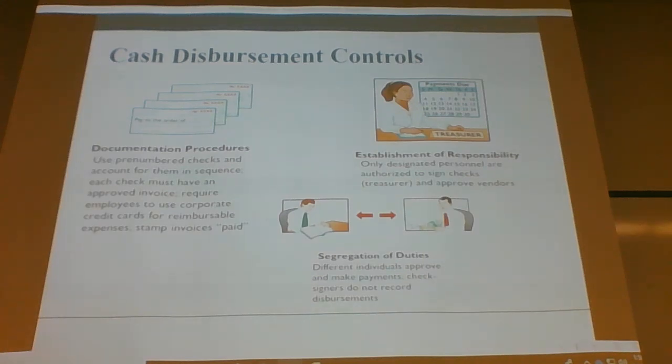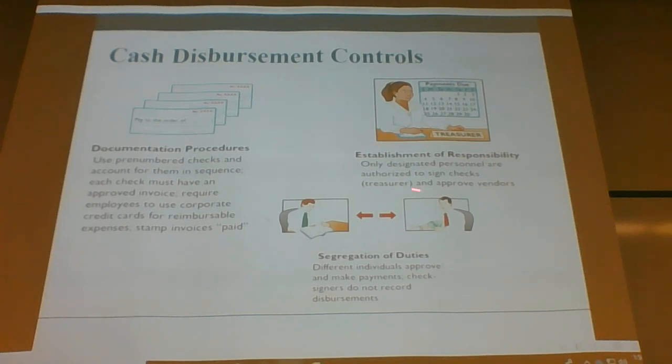Other cash disbursement controls are the exact same thing that we've already talked about. We want to use pre-numbered checks. If we don't, we are going to lose track of what we have paid and for what we have paid, what we've used the checks for.